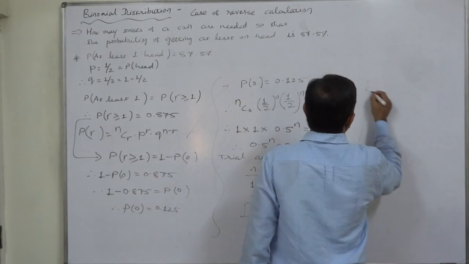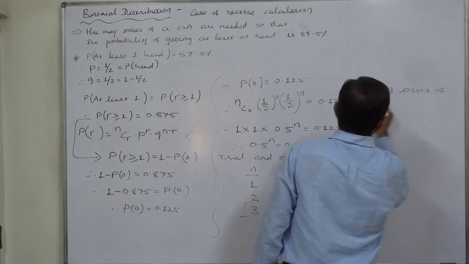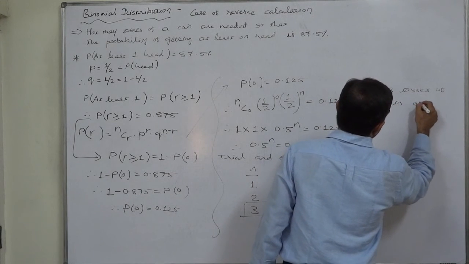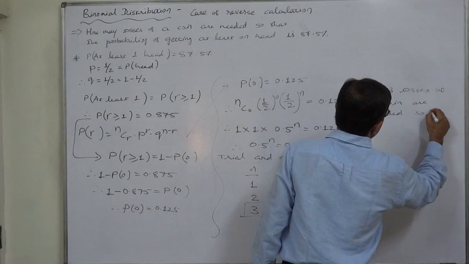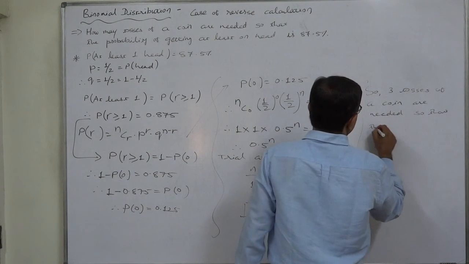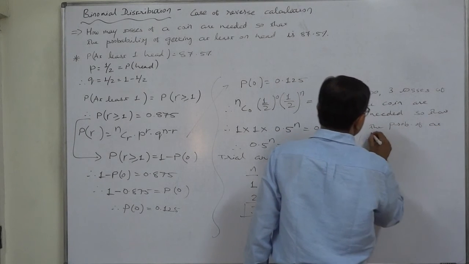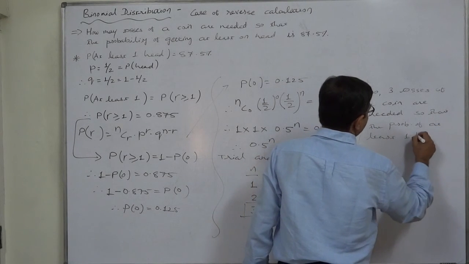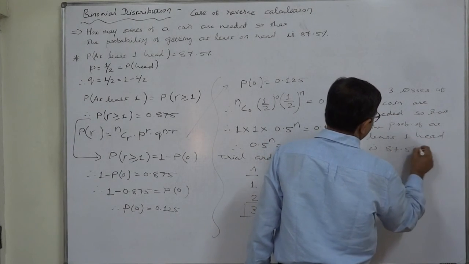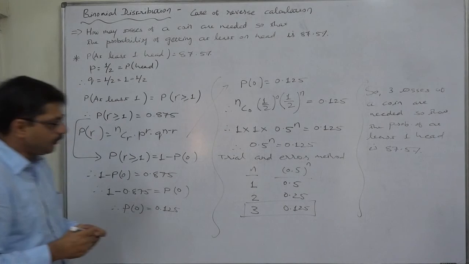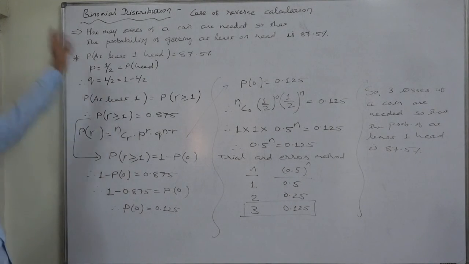So 3 tosses of a coin are needed so that the probability of at least one head is 87.5%. But the key point is, why should we use the binomial distribution?